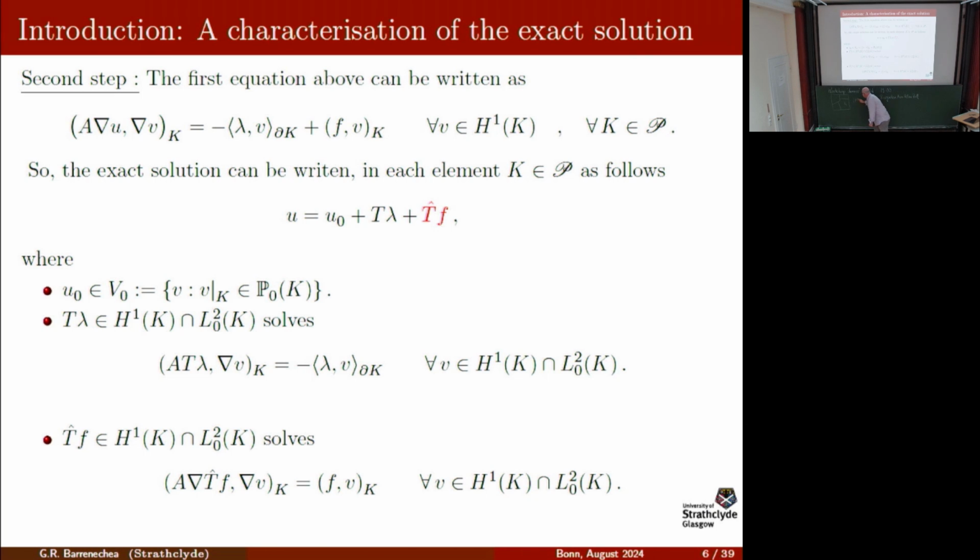So this local problem, T of lambda on K equals Neumann minus lambda times v. And the test functions are in H1 of K with zero mean value for well-posedness. Okay, that's absolutely fine. So that problem is well posed. And I can write u as a constant per polygon plus the solution to a local problem with Neumann boundary conditions plus something depending on the right hand side.